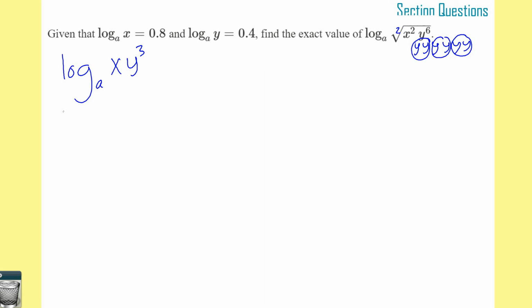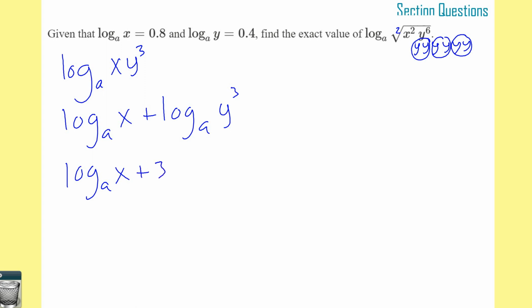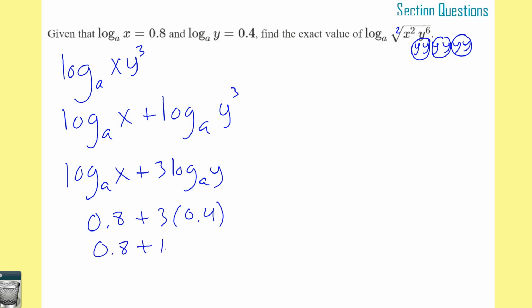Then here we can separate those, so we get log base a of x plus log base a of y cubed. So we write it with 3 out front. And then we substitute. So 0.8 plus 3 times 0.4, 0.8 plus 1.2. Answer's 2. There we go.